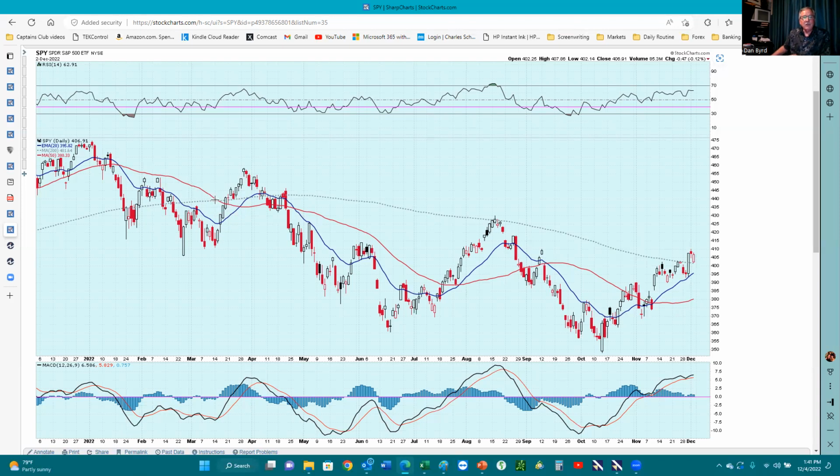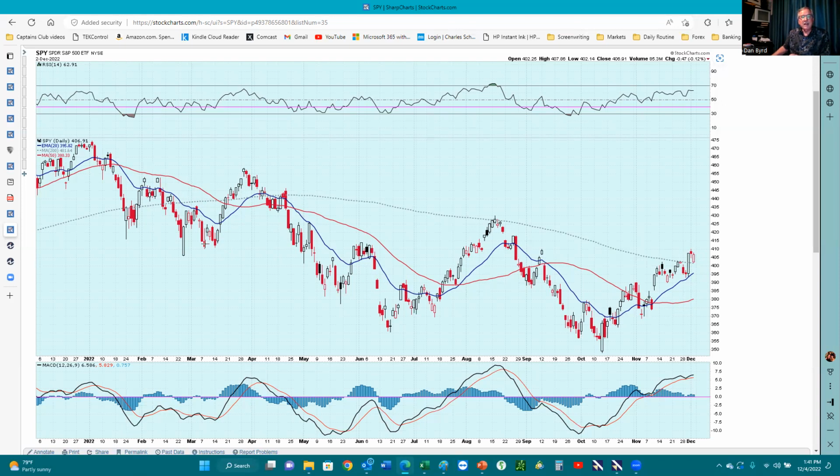But the 50 crossed over to the bottom of the 200. That's a big red flag for most institutions, and most of the algorithms are going to start selling when that happens. That's called a death cross: the 50 crossing below the 200. On the other side, if the 50 crosses above it, that's a golden cross. It's not there yet, but it's on its way.